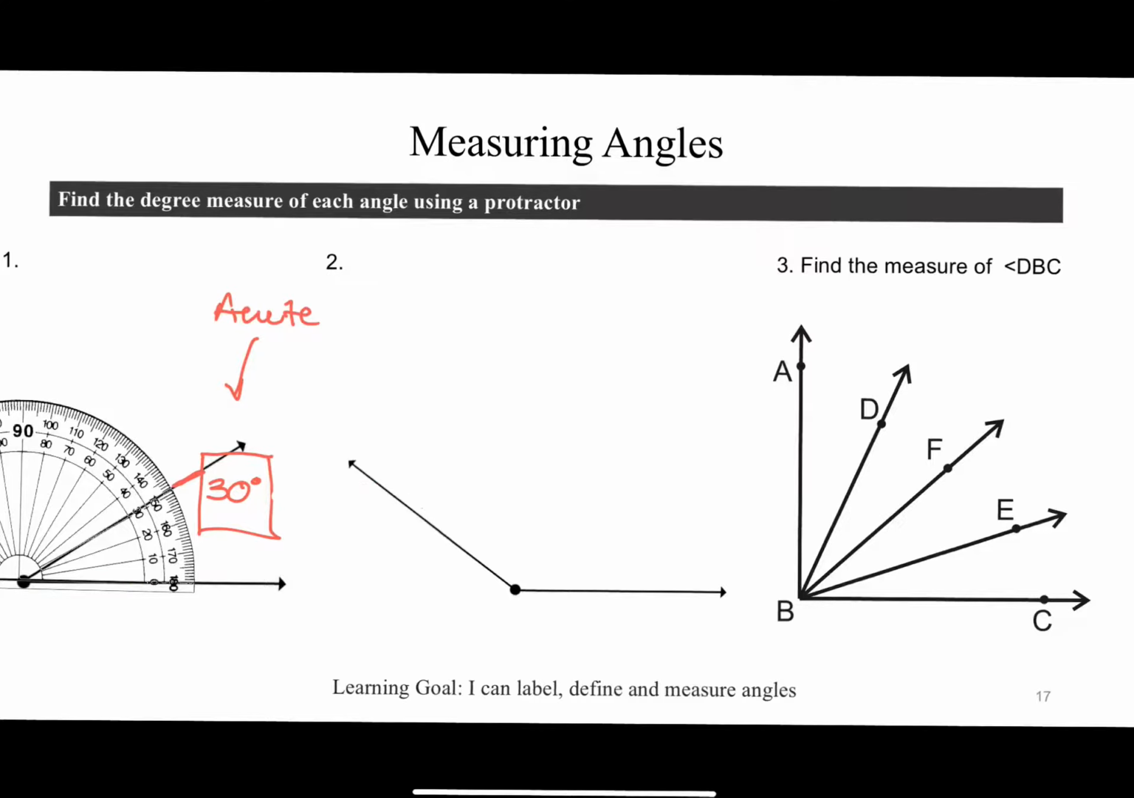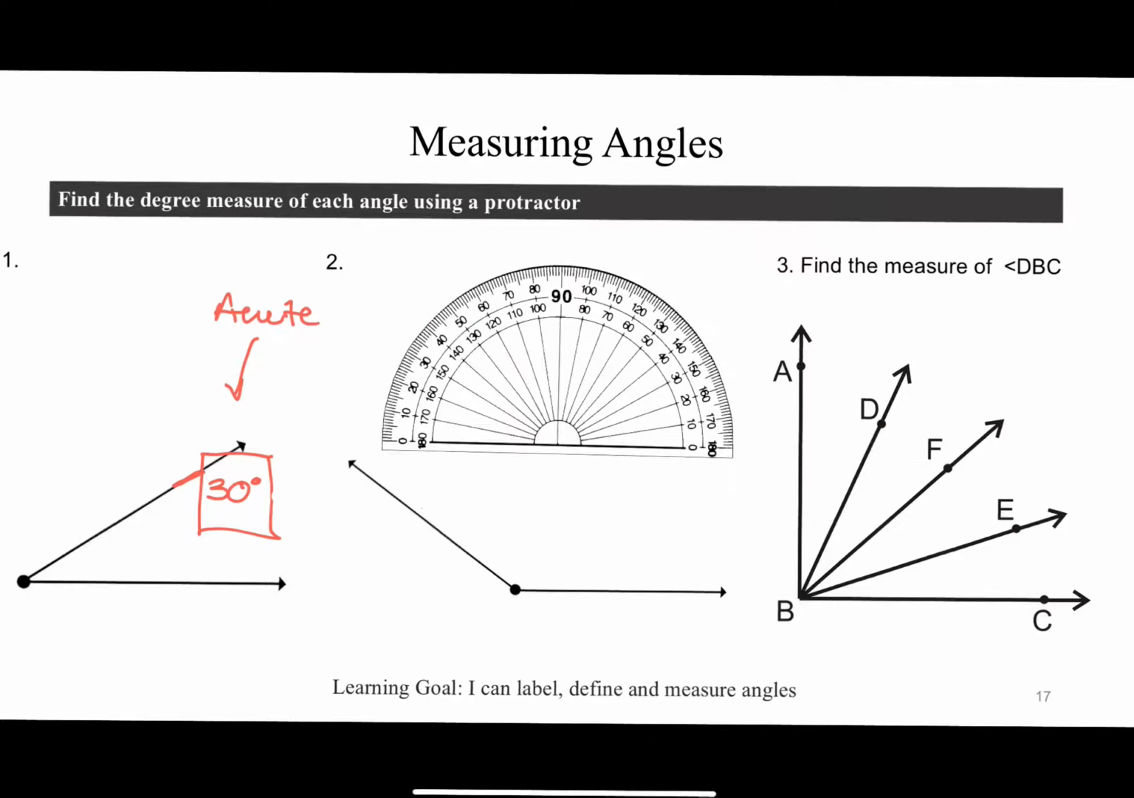So if we take a look at the second example here, one suggestion I have for you is before you pick up your protractor and lay it on top, just try to think about what type of angle you're working with. And for this second one, hopefully you can see that we're talking about an obtuse angle, so its measurement is going to be greater than 90 degrees.